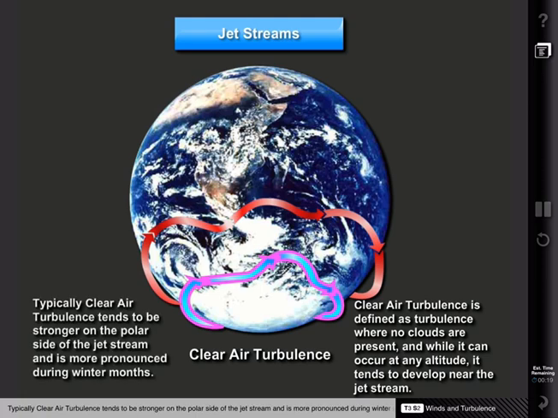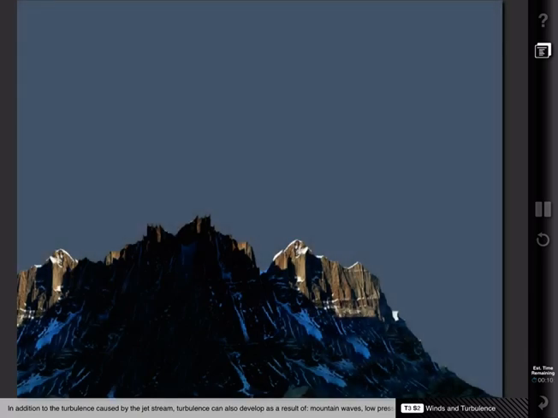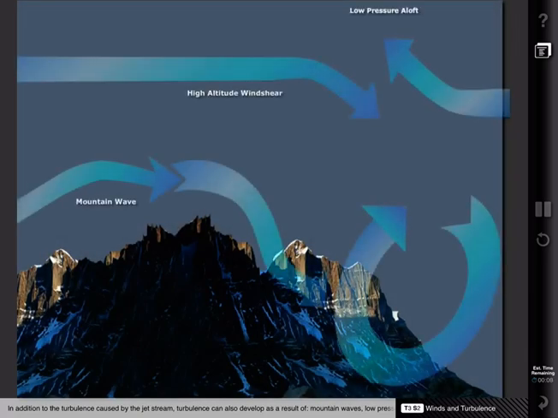Typically, clear air turbulence tends to be stronger on the polar side of the jet stream and is more pronounced during winter months. In addition to the turbulence caused by the jet stream, turbulence can also develop as a result of mountain waves, low pressure aloft, or high altitude wind shear.